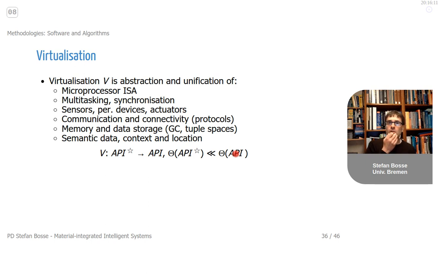So, virtualization is basically abstraction and unification of the microprocessor instruction set architecture, multitasking, synchronization, sensors, peripheral devices, actuators, communication and connectivity, protocols, memory and data storage, garbage collecting, automatic memory management, tuple spaces at a higher level abstraction, semantic data, context and location. That means virtualization transforms one application programming interface to another, but by reducing the complexity.